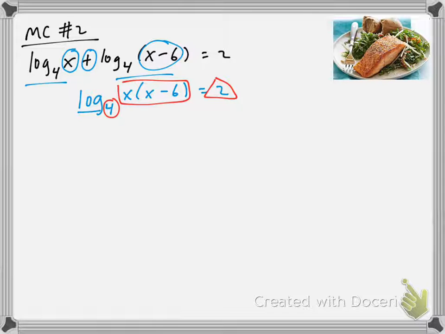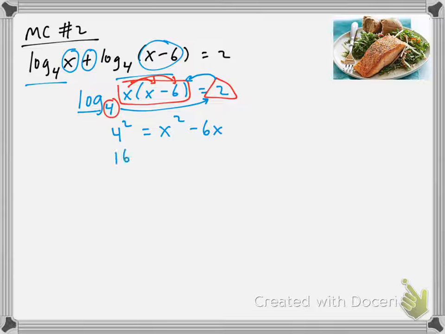So then we're going to use the relationship between logarithmic form and exponential form, and we're going to rewrite the logarithmic equation using exponents. 4 to the second power is equal to x times x minus 6. Now we can go ahead and distribute that at the same time. X times x minus 6 is x times x, which would be x squared, and then x times negative 6 is minus 6x.